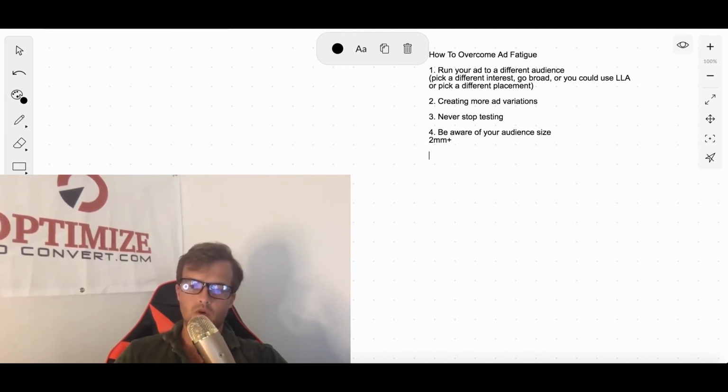So if you're only serving ads to a very kind of micro interest, like let's say that the interest only has like 200,000 people or something like that, well, your ad is going to serve to those people very, very quickly. And you're going to be dealing with ad fatigue much more. So the reality is that the more broad your audience is, the less you're going to have to deal with ad fatigue.